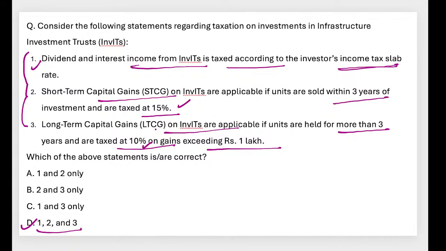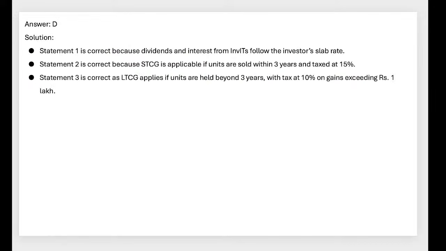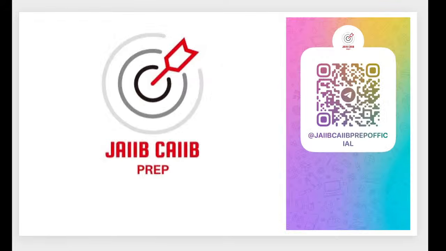The only difference is timing. For REITs and InvITs, the only difference for the capital gains is timing. In case of REITs it is up to 1 year, within 1 year, and here it is 3 years. In case of REITs it was more than 1 year and here it is more than 3 years. Sometimes they'll give you in months also, that the rates are similar to that one. So D will be the right answer for this particular question. Correct, guys? Let's go to the next one.